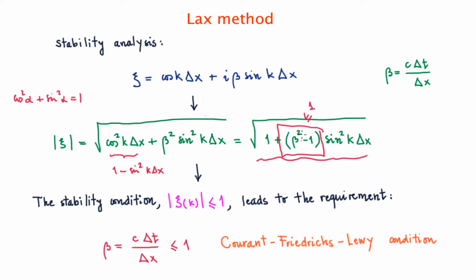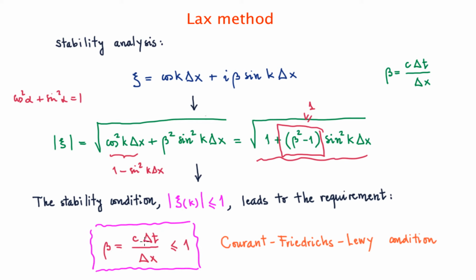And in order for that to be lower than or equal to 1, we need the square of beta to be lower than or equal to 1. And that basically means that beta, which is positive, has to be lower than or equal to 1. So that's actually the condition, the requirement that both delta x and delta t have to satisfy, connected with this c parameter, in order for the method, this Lax method, to be stable.